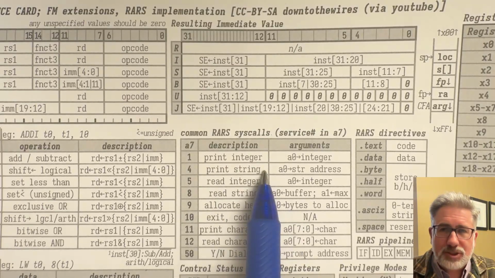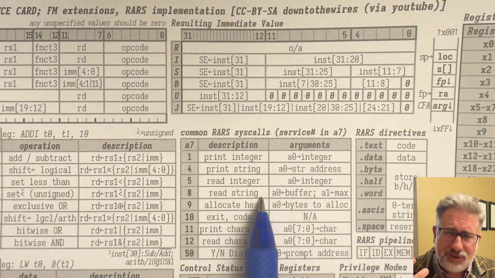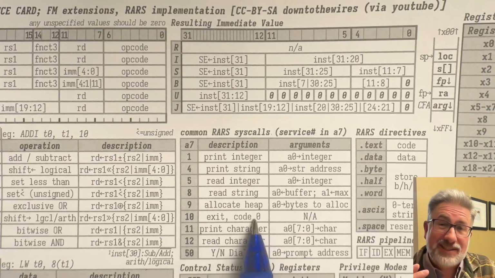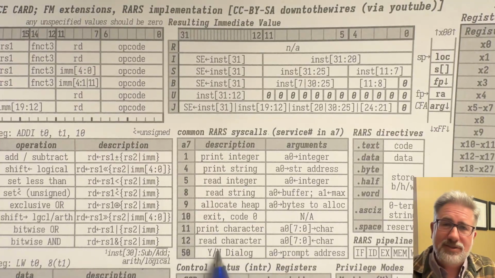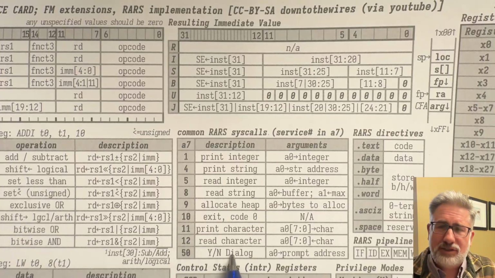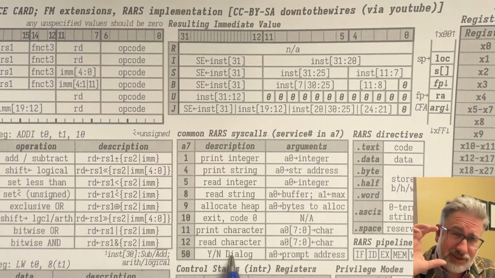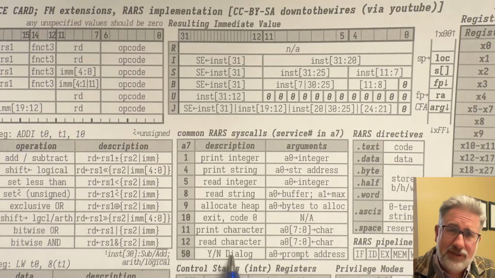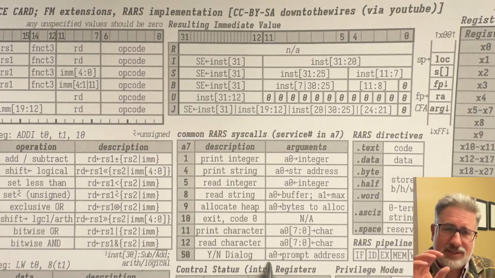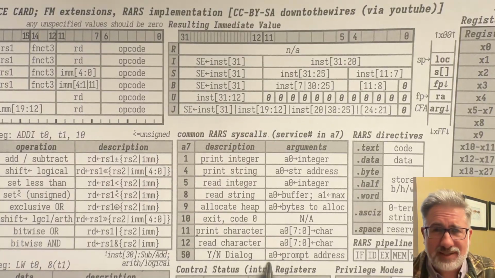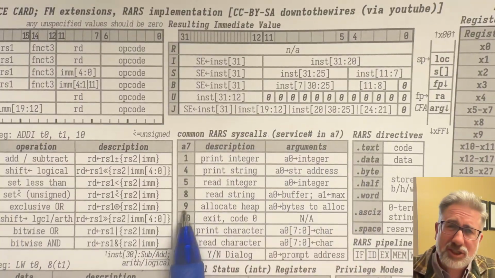We can print a string or read a string. This is a 0-terminated ASCII string. We can allocate memory from a heap. We can exit the program. We can print and read characters. This last one, number 50, I've included because it's kind of clever. It actually displays a yes-no dialog box in front of the assembler simulator for you. And then A0 is an address of the prompt, which again is a 0-terminated ASCII string. These are the common syscalls that we have access to.